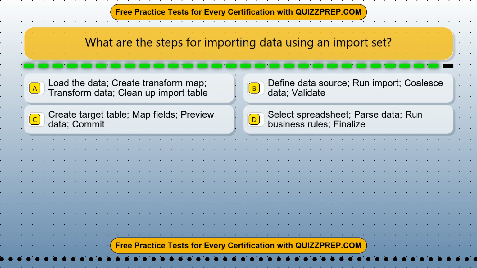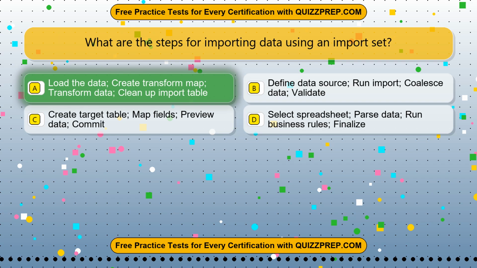Question 150. What are the steps for importing data using an import set? Option A, load the data, create transform map, transform data, clean up import table. Option B, define data source, run import, coalesce data, validate. Option C, create target table, map fields, preview data, commit. Option D, select spreadsheet, parse data, run business rules, finalize.